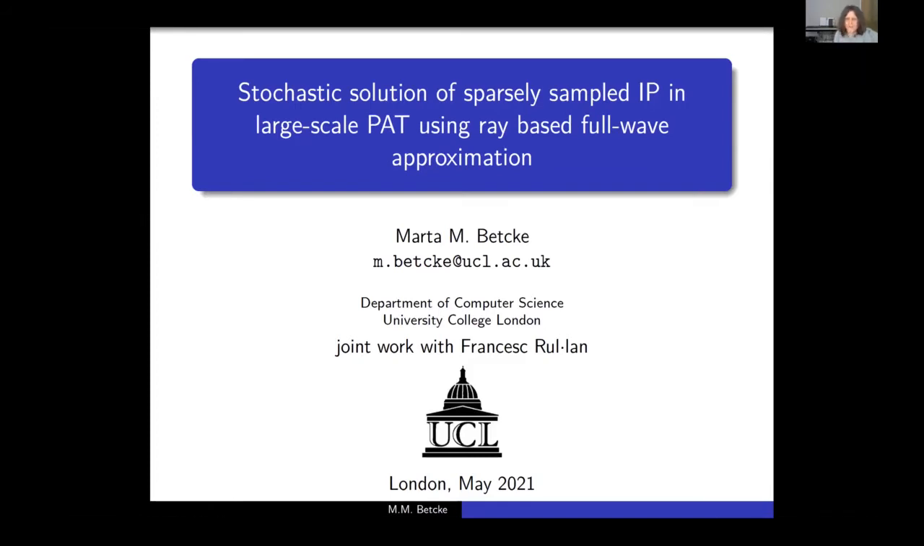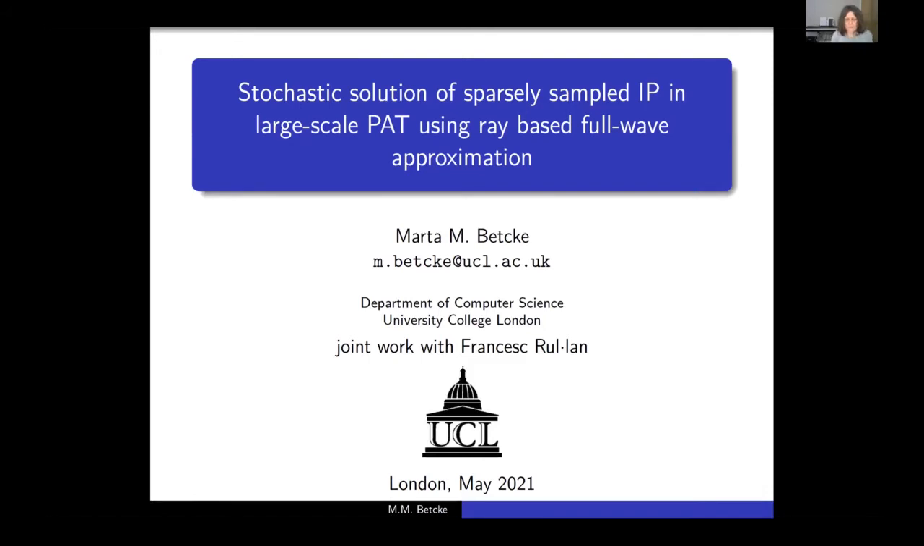So I'm going to share a little bit of work that we've been doing with my former PhD student, who already finished and moved on. Unfortunately, they have left academia, but apparently you can't have them all. And so it is about stochastic methods for solution of inverse problems with acoustic forward model.